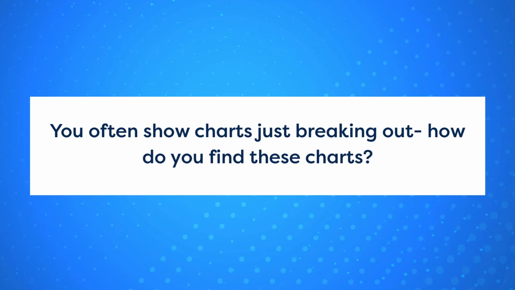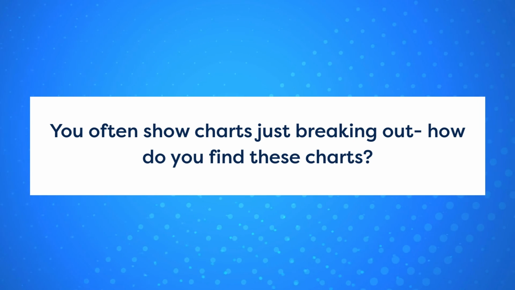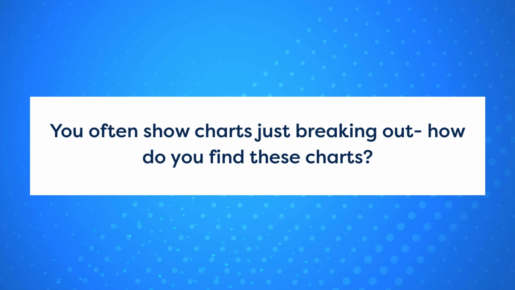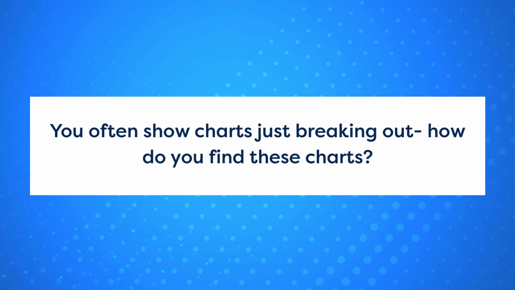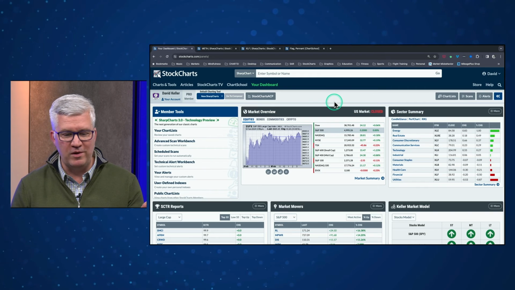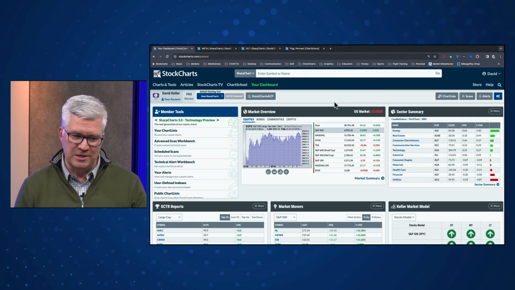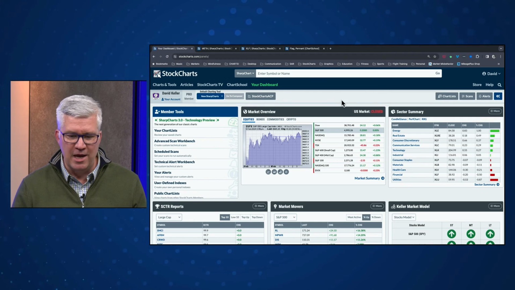Final question here for the episode. Dave, you often show charts just breaking out. How do you find these charts? Really good question. And it's funny, I've talked with Grayson Rose. We just did recently our top 10 charts to watch for February 2024. And I think we might have talked a little bit on that episode, but I don't remember specifically about how we actually find these names.